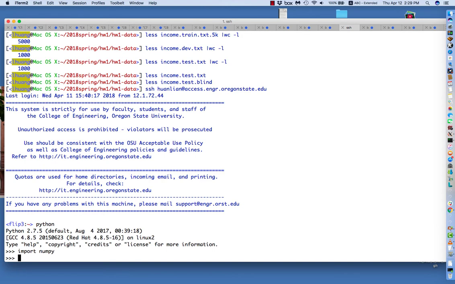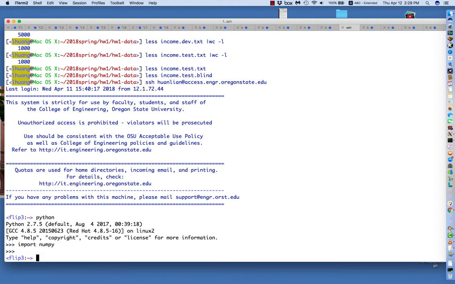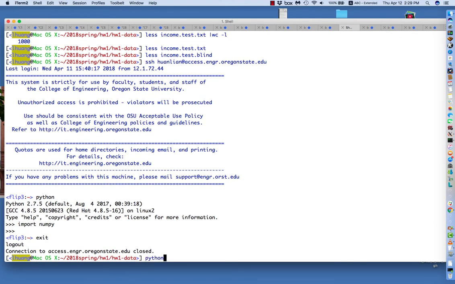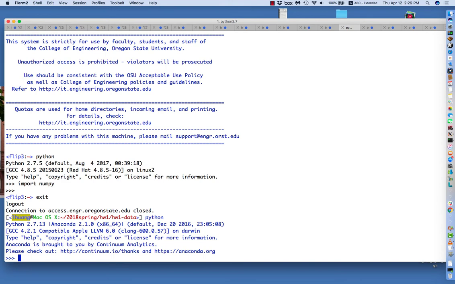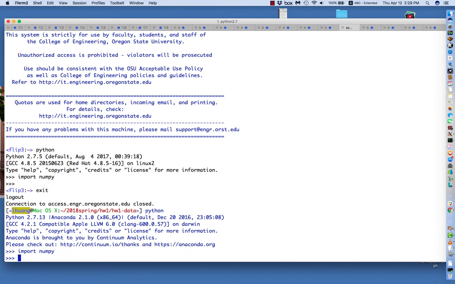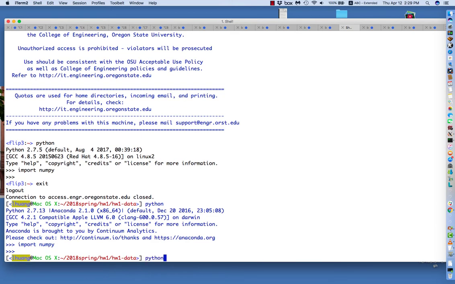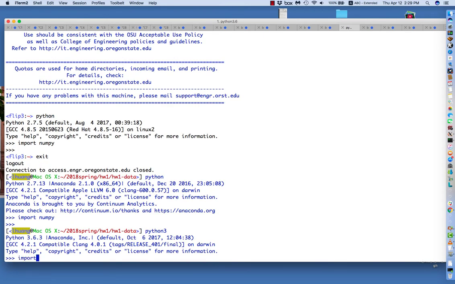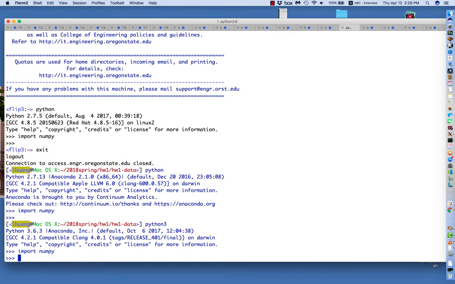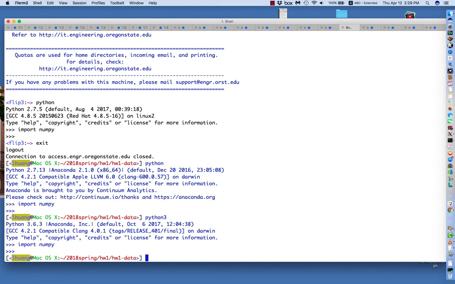But if you have your own Python 3 setup, like what I did, okay, so I have Python 2, and I have my NumPy installed. I also have Python 3, and I believe I also have NumPy installed here. So if you have your own installation, you can use either Python 2 or Python 3.